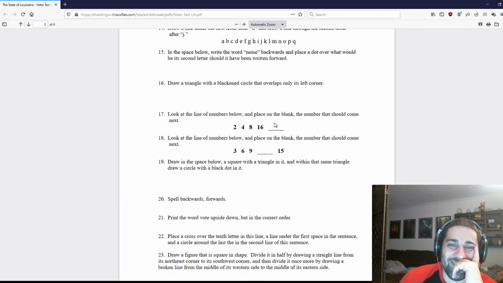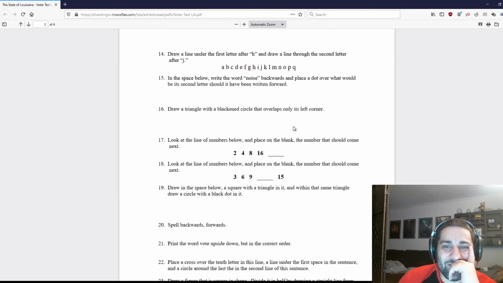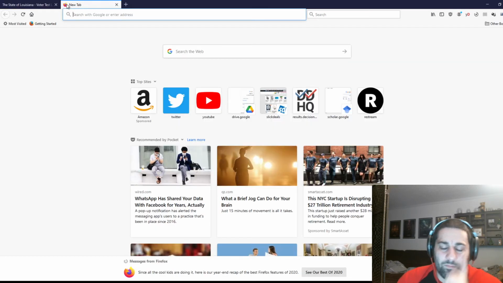Mm-hmm. A little bit more. 16. You drew a blackened circle over the left corner? No, that's a dot. Draw a triangle with a blackened circle that overlaps only its left corner. Draw a triangle with a blackened circle. A triangle with a blackened circle that overlaps. So I would have drew a triangle, and then the left corner in the triangle, I drew a circle around. A circle that only intersected the bottom left-hand corner. But it's a blackened circle, so it's filled in.